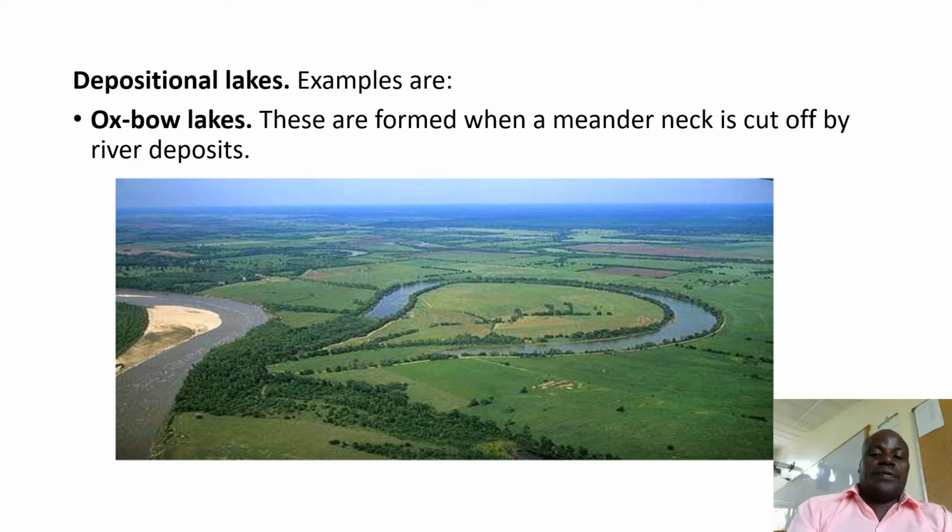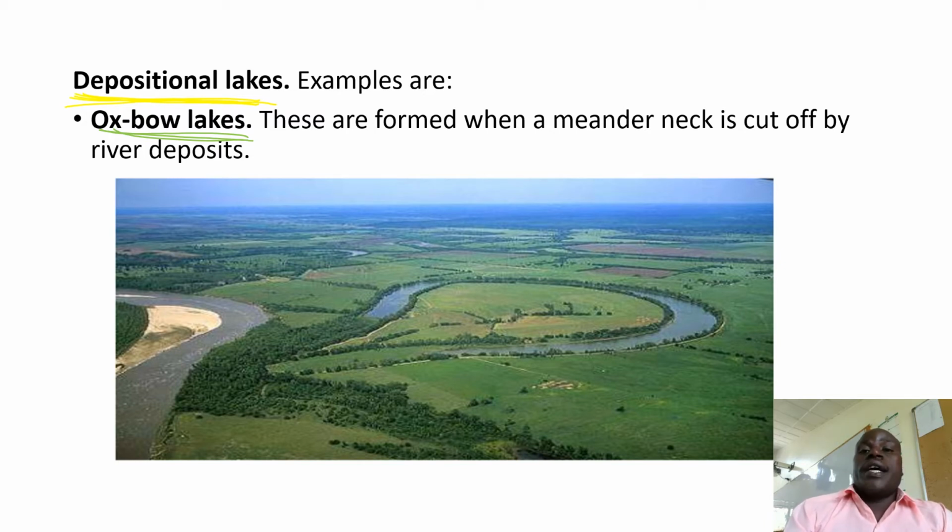Then we have depositional lakes. These lakes are formed under the process of deposition, and examples of these lakes include oxbow lakes. I hope these are lakes we covered under rivers, in the lower stage of a river. Oxbow lakes can also be called horseshoe lakes.